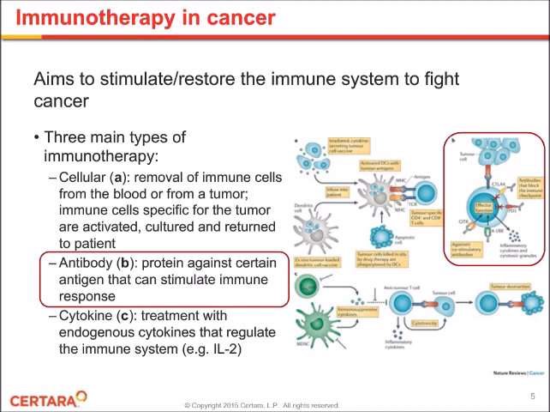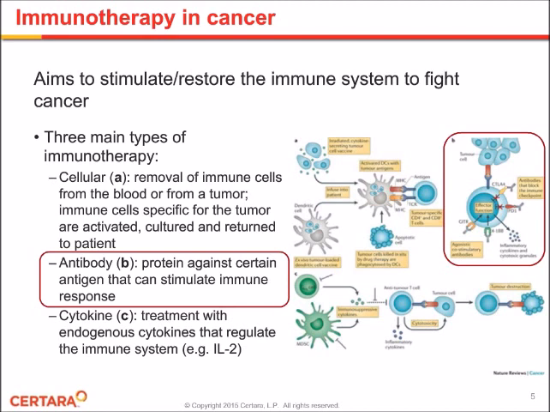This concept isn't new. Immunotherapy has been in development for several decades already, and three main types can be distinguished. One is cellular, in which case immune cells from a patient would be removed, and immune cells specific to the antigens on the tumor are activated, cultured, and ultimately returned to the patient with the aim to stimulate the immune system.